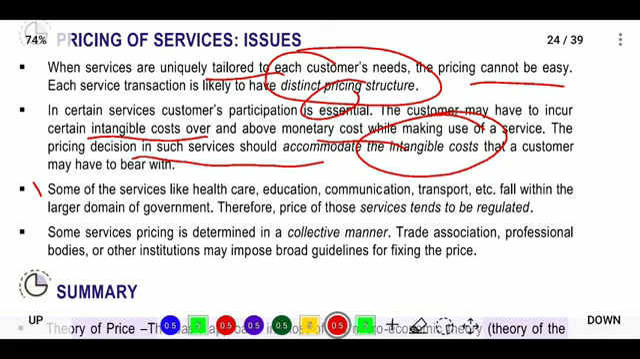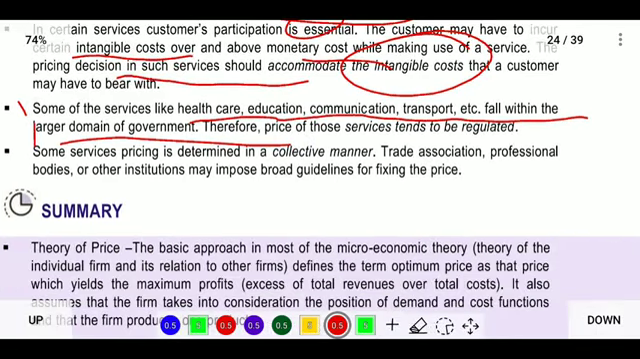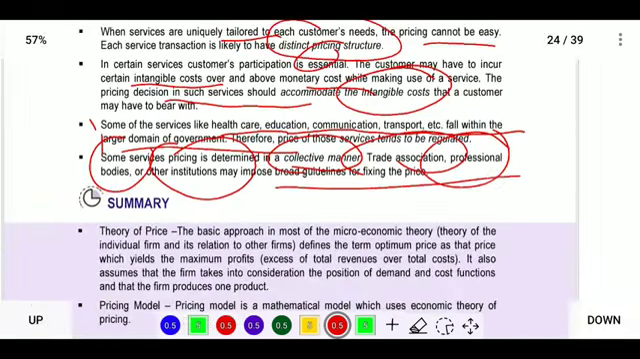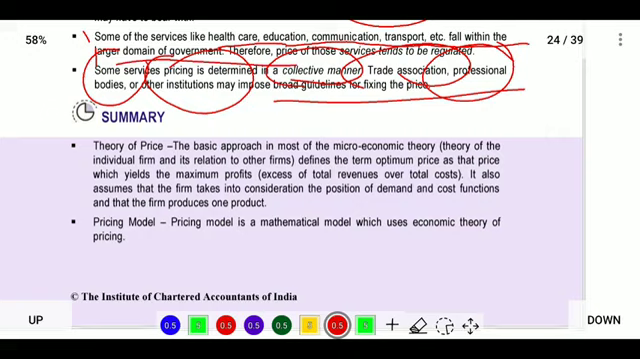Next, some services like healthcare, education, communication and transport fall within the large domain of government. Next, some services pricing is determined in a collective manner, and trade associations, professional bodies and other institutions may impose broad guidelines. This is the case of pricing decisions. Thank you.